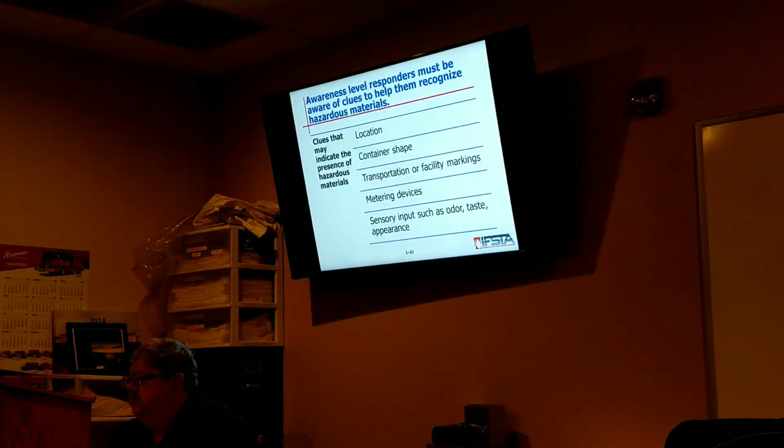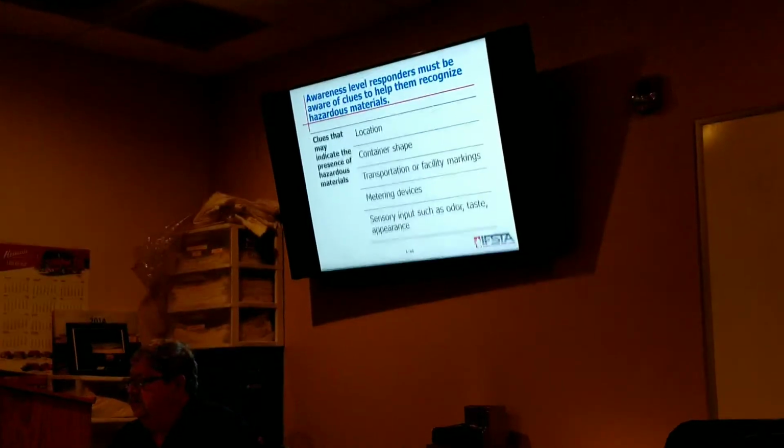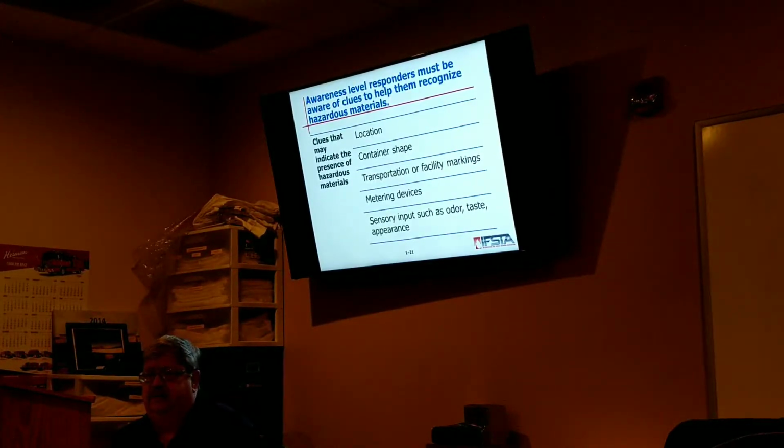Awareness level responders must be aware of clues to help them recognize hazardous materials. We need to look at the location and see if we can figure out what should be there, what shouldn't be there. Okay? We're gonna look at what the container shapes are. Sometimes that'll tell us. Transportation or facility markings, metering devices, sensory input such as odor, taste, and appearance. Okay, later on they'll tell you that taste and odor is not something we want to do. Okay, because sometimes you're gone. Okay, but they actually put that in here.